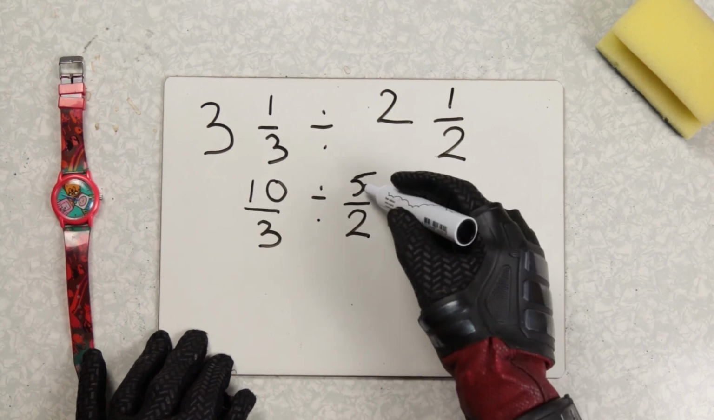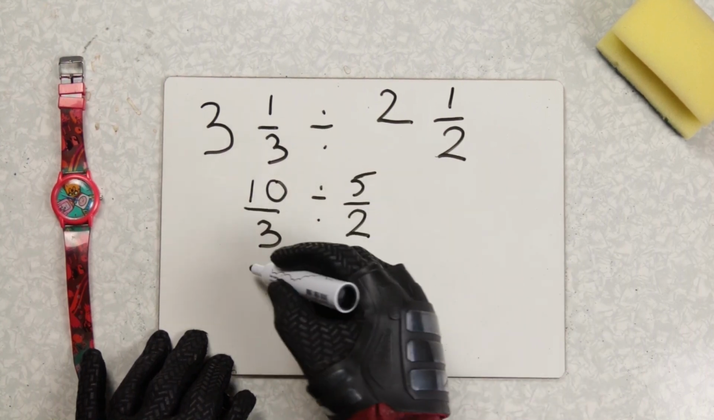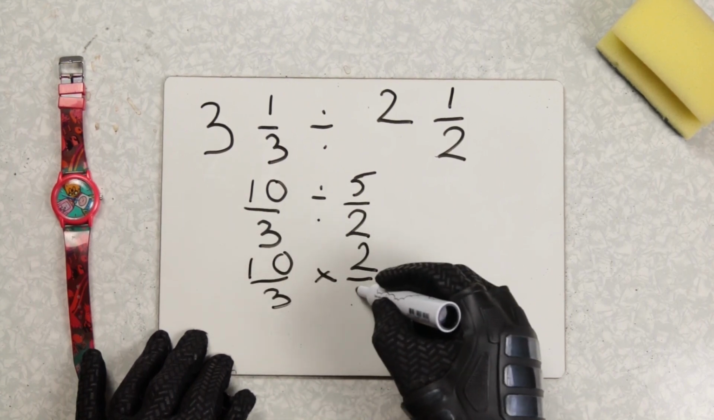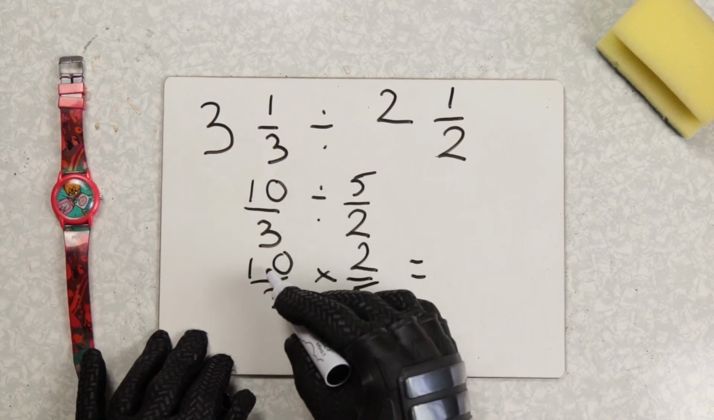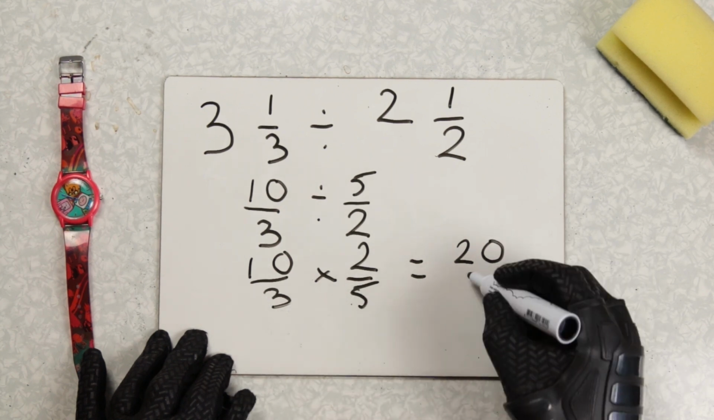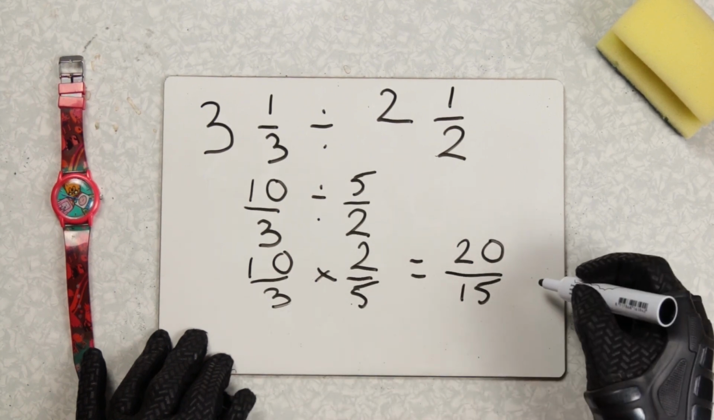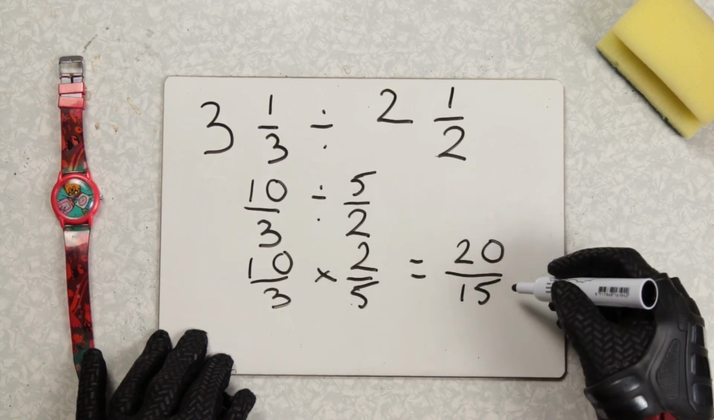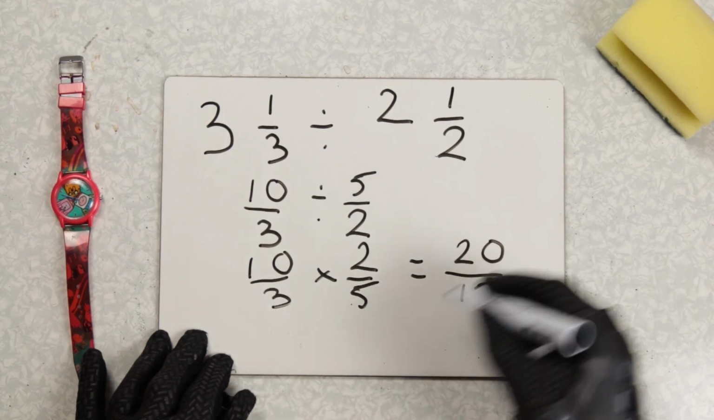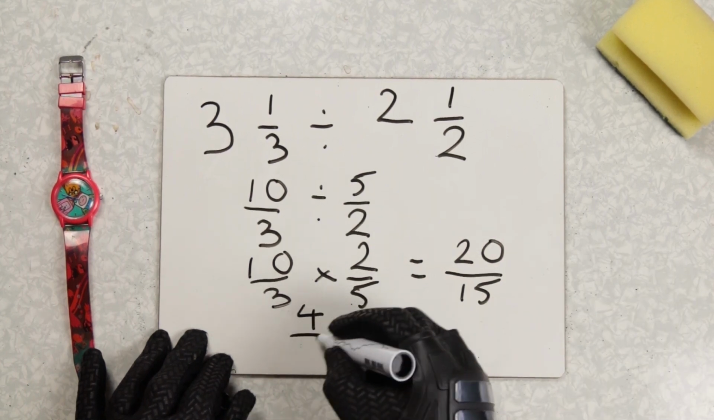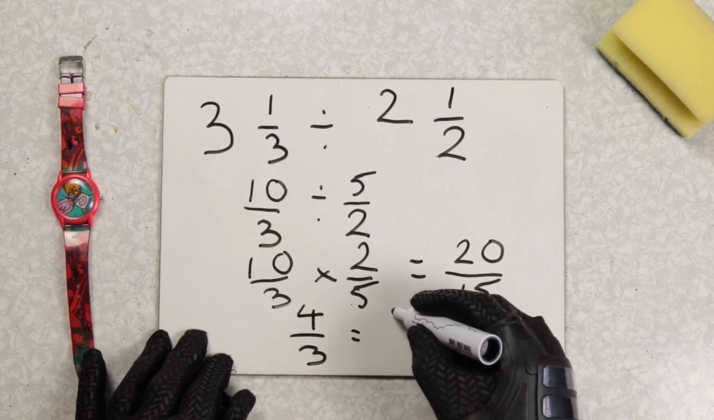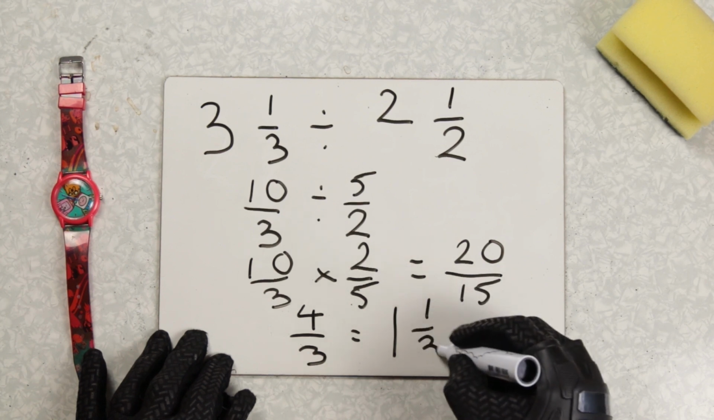Now, we find the reciprocal. Remember, we flip this one over. So that is now 10 over 3 multiplied by 2 over 5. 10 multiplied by 2 is 20. 3 multiplied by 5 is 15. Okay. Now we can simplify this down. So, let's see. 5 goes really well into that. So we can have 4 over 3. 3 goes into 4 once with 1 left over. So that's going to give us 1 1/3.